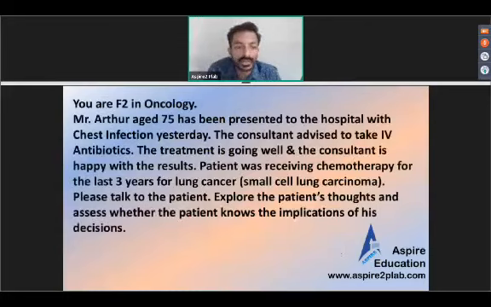You are in oncology. The patient is Arthur, age 75, who presented to the hospital with a chest infection yesterday. The consultant advised IV antibiotics. The treatment is going well, and the consultant is happy with the results. All right. The patient was receiving chemotherapy for the last 3 years for lung cancer. It's a small cell lung carcinoma. Please talk to the patient, explore the patient's thoughts, and assess whether the patient knows the implications of his decisions or not.